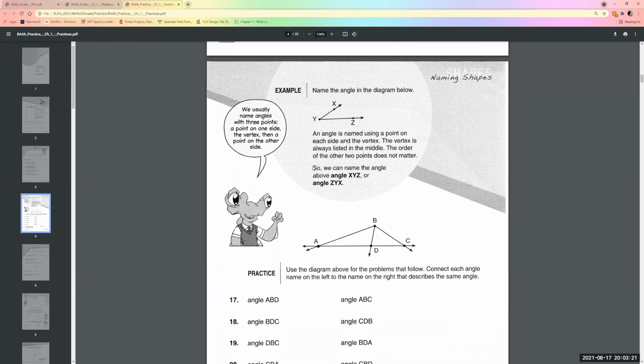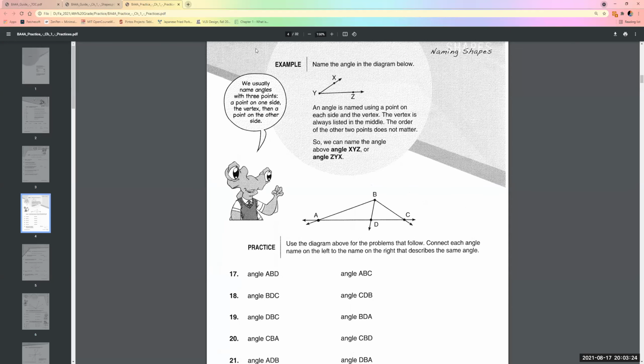All right. Now on to angles. This one says name the angle in the diagram below. So usually you can call it either XYZ right here, or ZYX. That's because we can go from X to the origin Y and then back out to Z, or vice versa, from Z to the origin Y and then to X. This is no longer called an origin when we talk about an angle, but instead they call it a vertex.